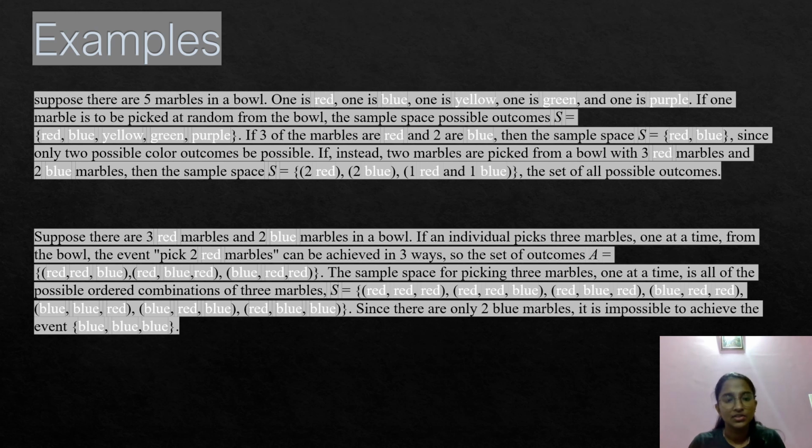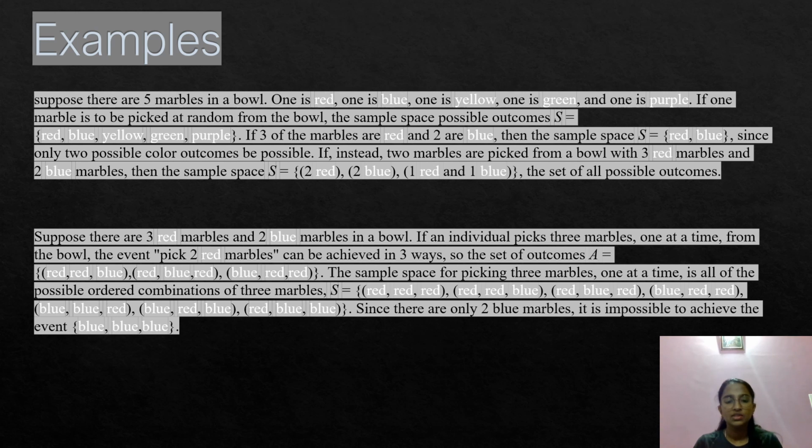Some of the examples here. Suppose there are five marbles in a bowl. One is red, one is blue, one is yellow, one is green, and one is purple. If one marble is to be picked at random from the bowl, the sample space of possible outcomes, that is S, might be any of the colors: red, blue, yellow, green, or purple.